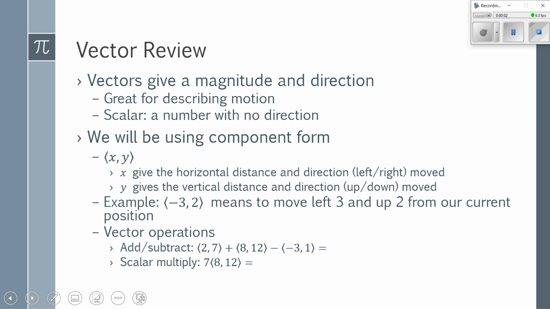So now let's hit vectors. So quick review of vectors before we talk about derivatives with vectors. Vectors give both a magnitude and a direction. So velocity is a nice example of a vector because there's both magnitude and direction, meaning a size and what way we're going. Because it is a magnitude and direction, you see vectors a ton with motion.